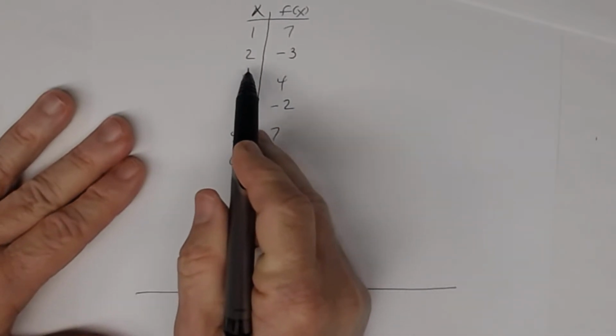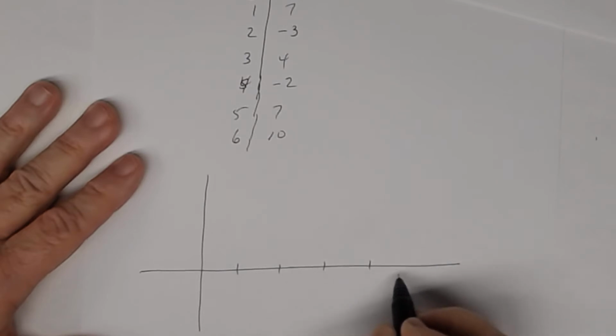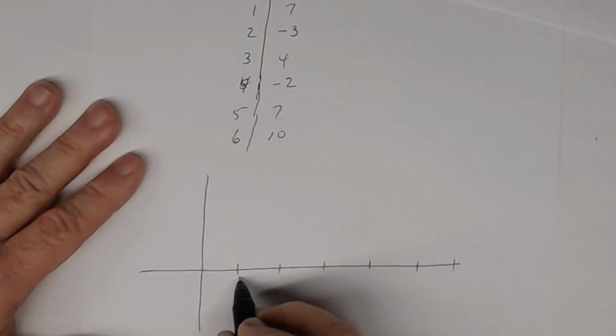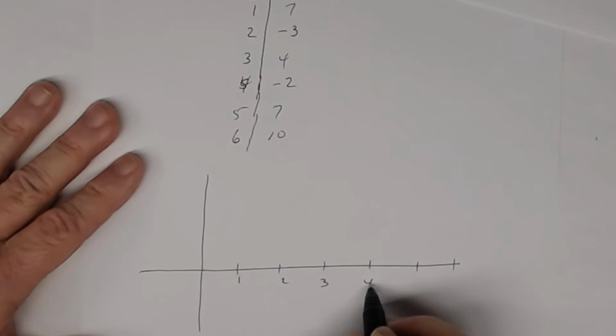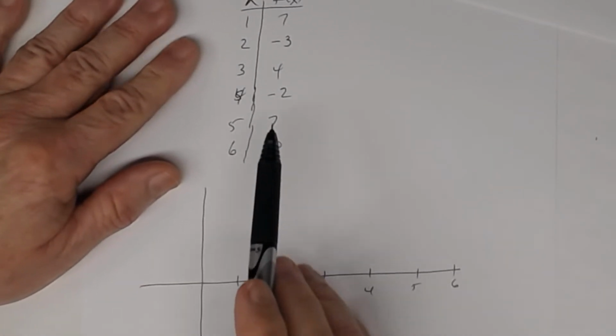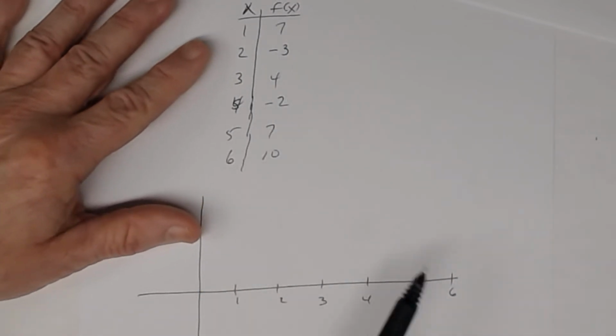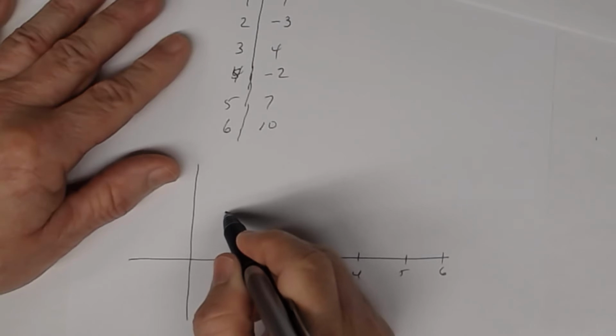So my x is 1, 2, 3, 4, 5, 6, right? And the best thing to do is just to actually plot those points. So when x is 1, my y value is 7. The f of x is y. My y value is 7. So that is in the first quadrant.